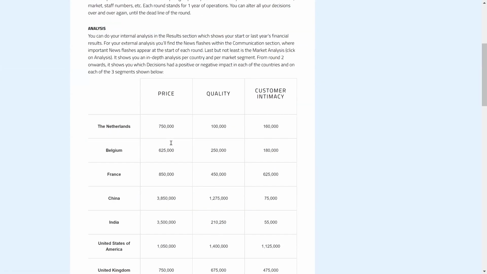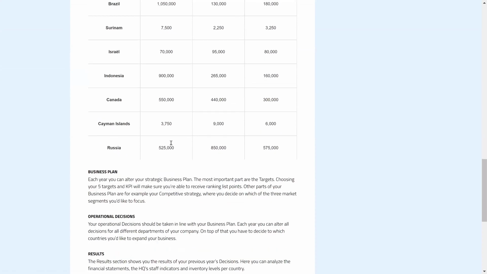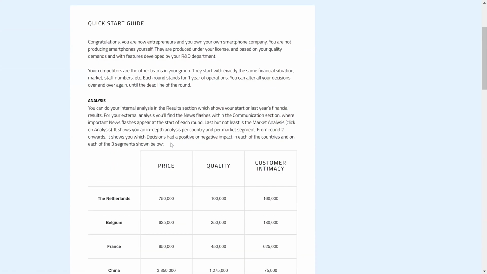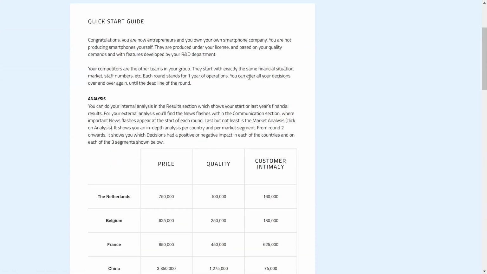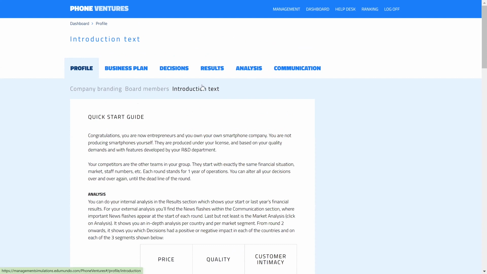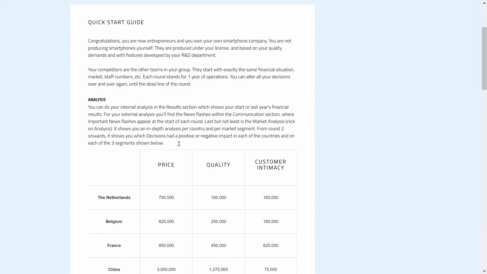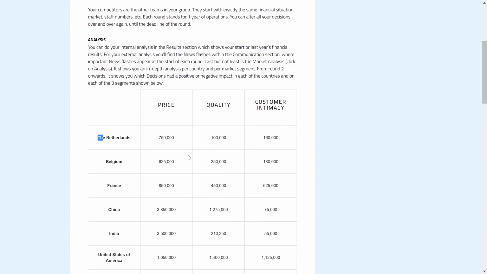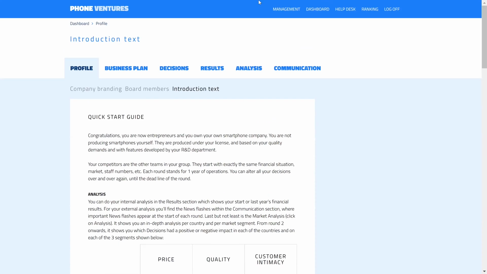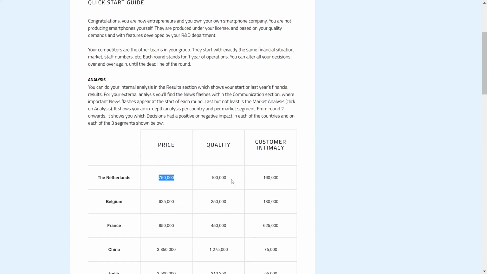The introduction text. This will open up the first round you log in. Then you can click it away. It won't pop up when you log in anymore. You can still find it under profile. For the 3 countries that are open in the start, you'll find these numbers. And I've logged into a demo environment, so I can show you a bit more results that are not available to you yet in the first round.